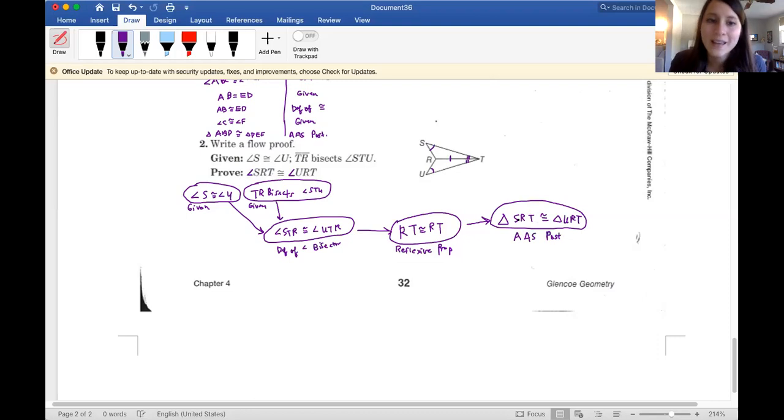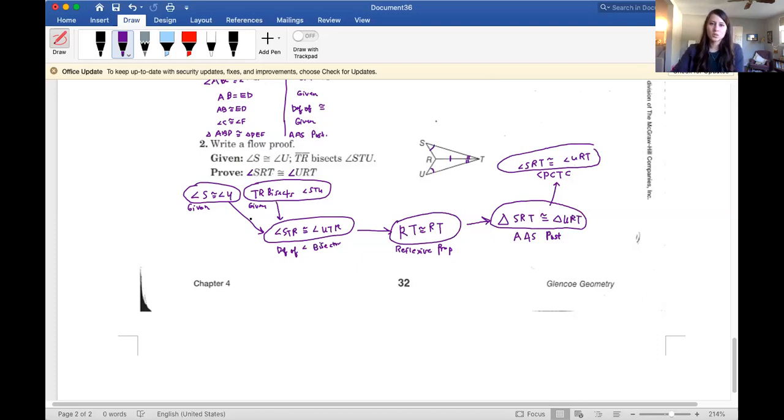And now, if I know two triangles to be congruent, then I know their parts are going to be congruent, right? So if I know two triangles to be congruent, then their corresponding parts have to be congruent. So I can now say that these angles have to be congruent because of CPCTC: corresponding parts of congruent triangles are congruent, right? So if I have two congruent triangles, then I know their parts are going to be congruent. And then I'm done. So that's my end statement.